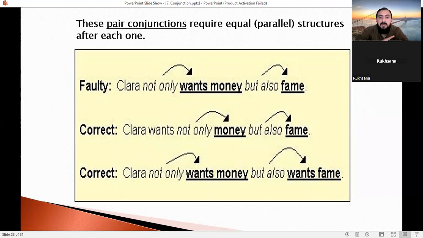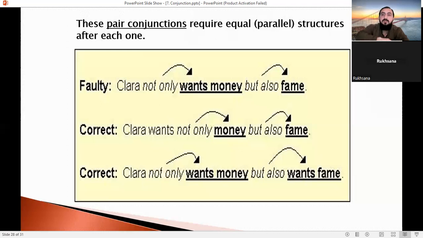So here we have connected these two sentences, picked up some parts of them, and used them in this correlative conjunction. So: Clara not only wants money, but also fame. So this is somehow faulty. Why don't we say Clara wants money and fame? See, read the sentences below. Correct: Clara not only wants money but also wants fame. So we have to put wants here.